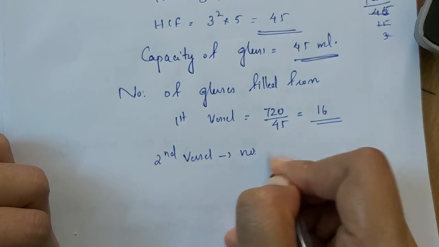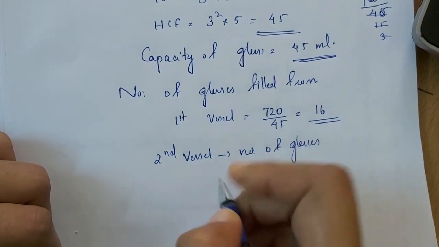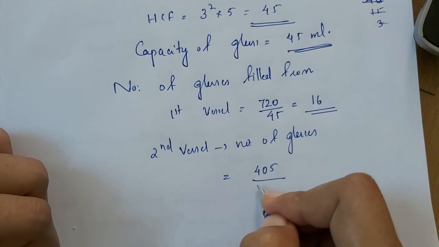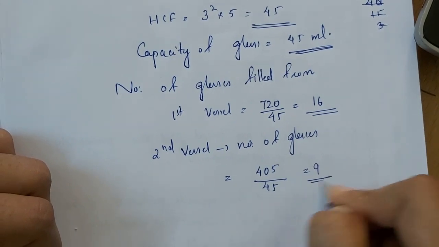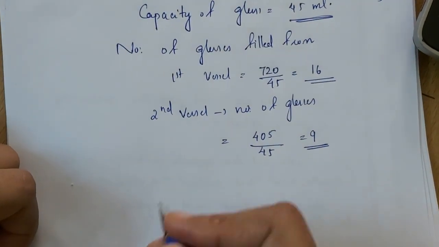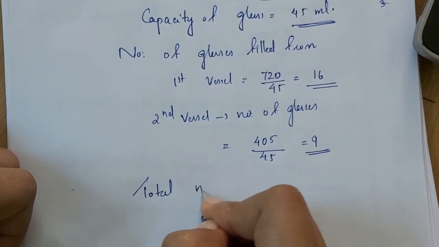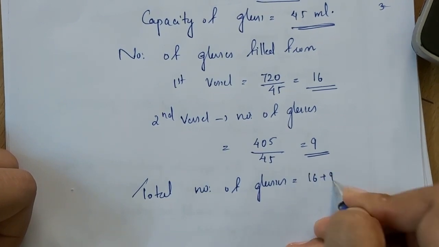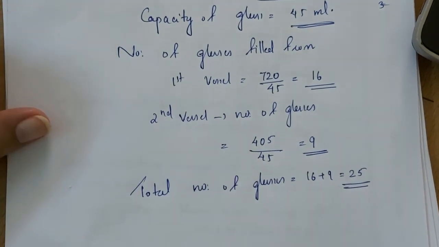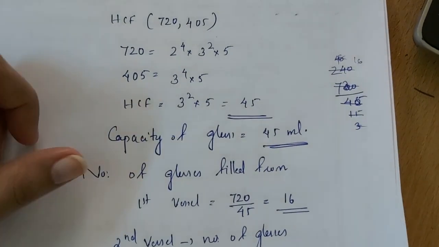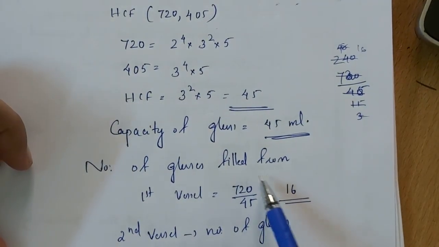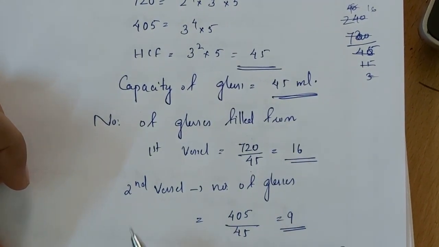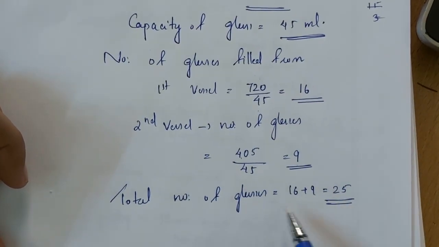And for the second vessel, number of glasses is equal to 405 divided by 45, which is equal to 9. So total number of glasses is equal to 16 plus 9, which is equal to 25. First we find out the capacity of the glass by using the HCF, then the number of glasses for the first vessel, which is equal to total measure divided by the glass measure. Here also the same, then the sum of these two values.